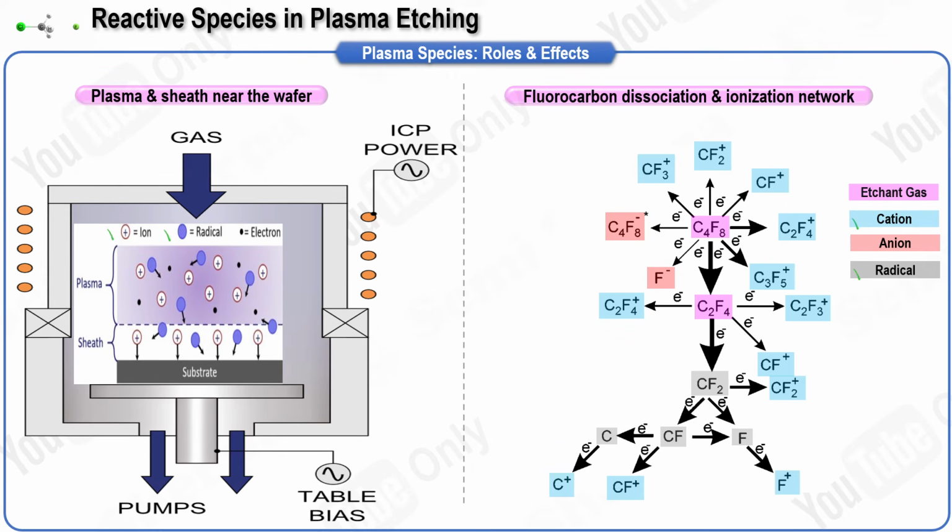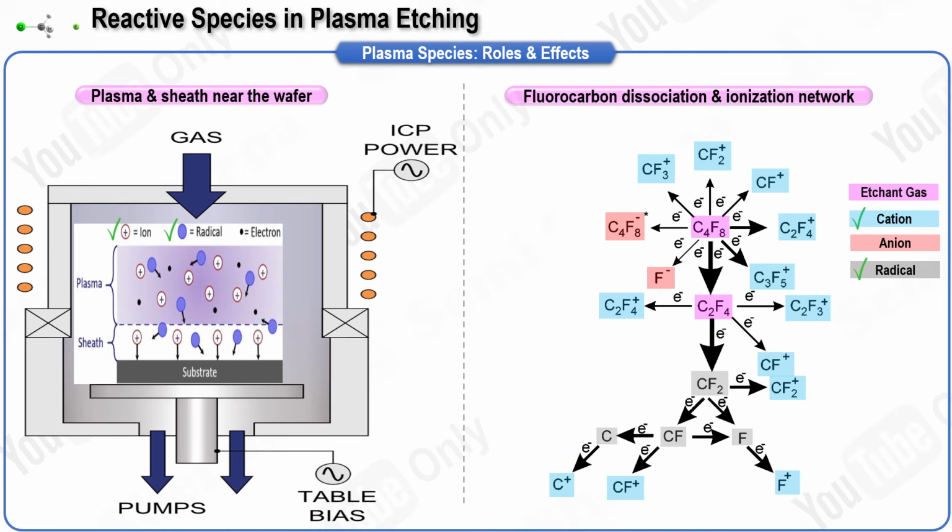Now read the right picture, which follows a fluorocarbon feed through the plasma. Start from molecules such as CF4 and C4F8 at the top. Electron impact breaks bonds and produces a family of fragments. We obtain radicals like CF3, CF2, CF, and atomic F. We also obtain cations such as CF+ and CF2+, and anions such as F- and large negative fluorocarbon ions. The legend groups them as feed gases, cations, anions, and radicals.